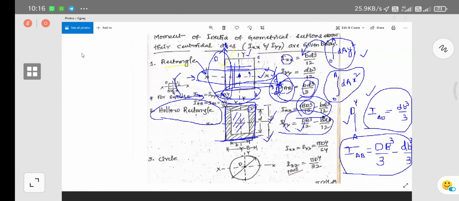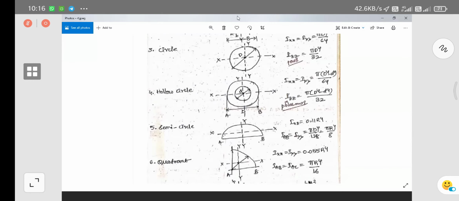Then go for the circle here. We have already seen the derivations. Why am I repeating these terms? Because you have to focus. Next, within 10 minutes we will go for solving problems related to these formulas, so once again I am recalling this concept.